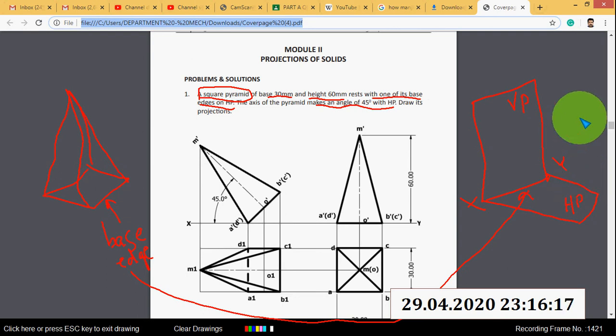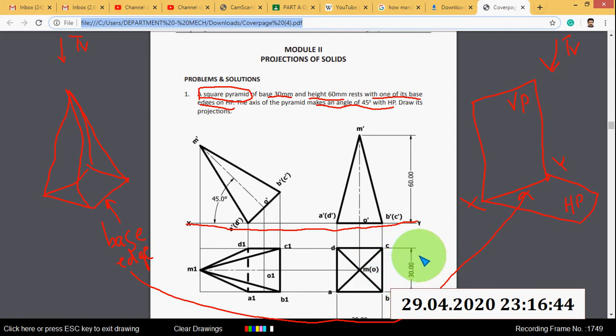So draw its projections. First of all, you have to draw the top view. This is the top view direction. When you look from the top, you can see the square. So first you draw the XY line. First of all, you have to draw this XY line.